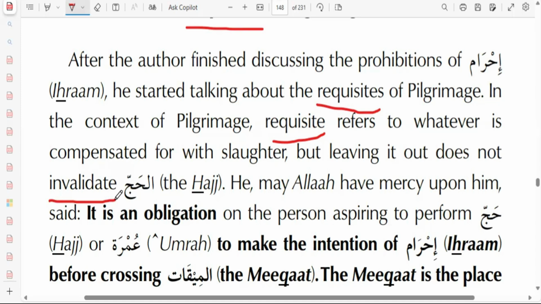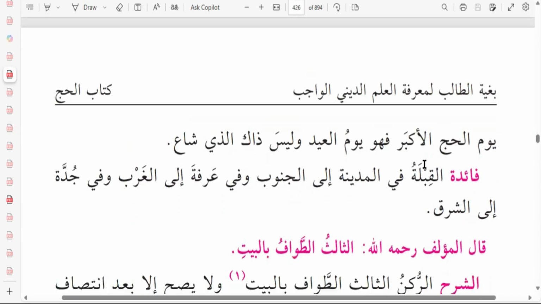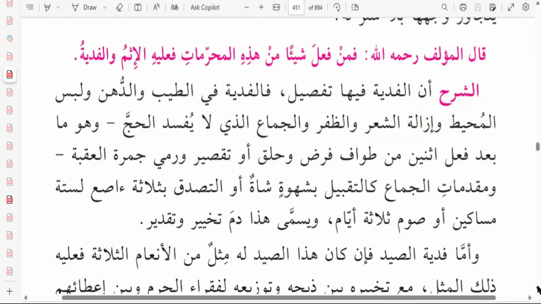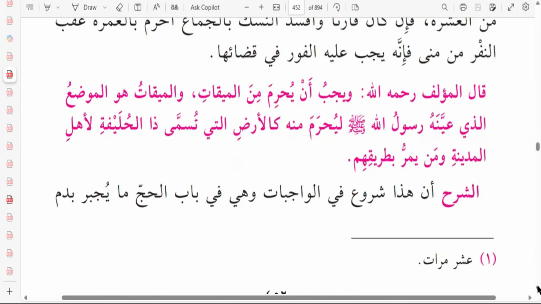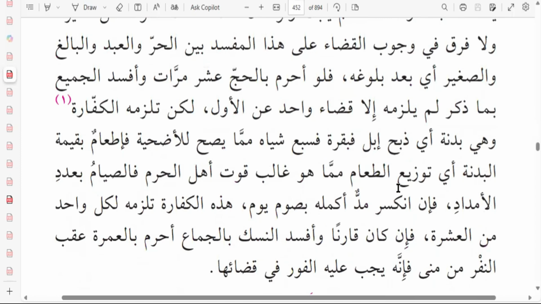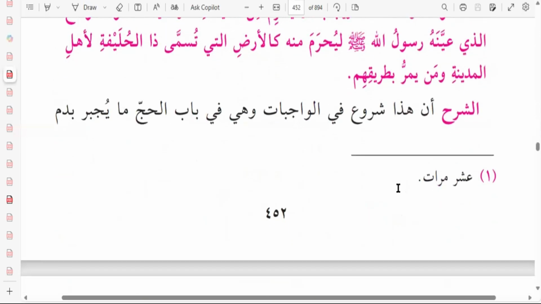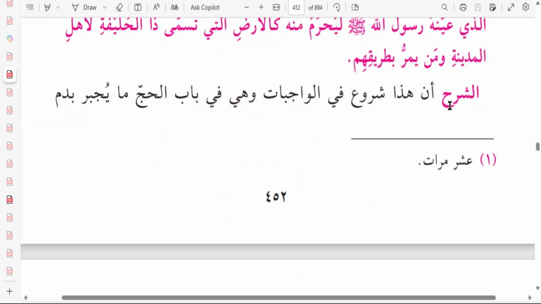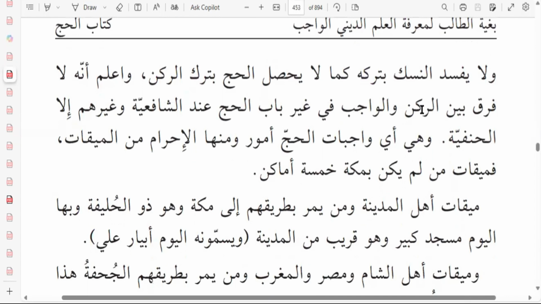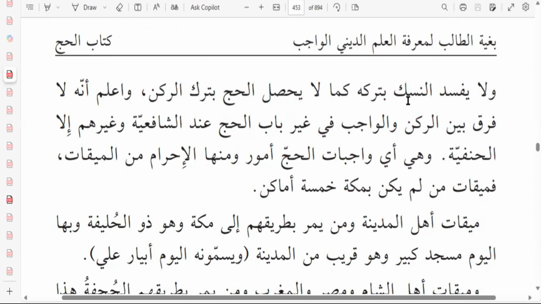I want to look in Bughya and see what Shaykh says here. Kitab al-Hajj. I just find it interesting, the use of the word invalidate here, when there's only one invalidator of Hajj. Now, the Shaykh, rahimahullah, he's very meticulous and exact. So if you use the word invalidate here, so let me see. So it says, I'm just going to translate directly. The explanation is that this is initiating, embarking on the topic of the wajibs, which in the chapter of Hajj is what's compensated for by slaughter or sacrifice. And it doesn't ruin the nusuk.